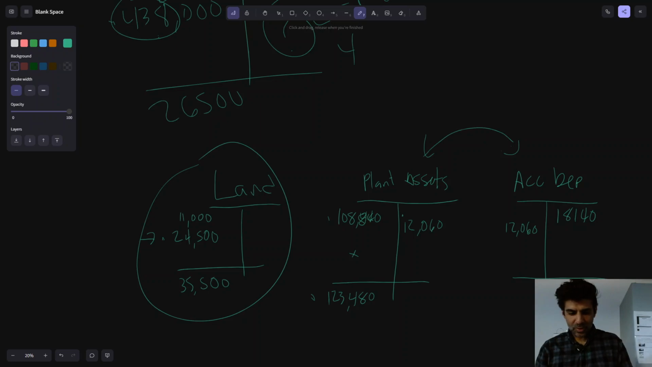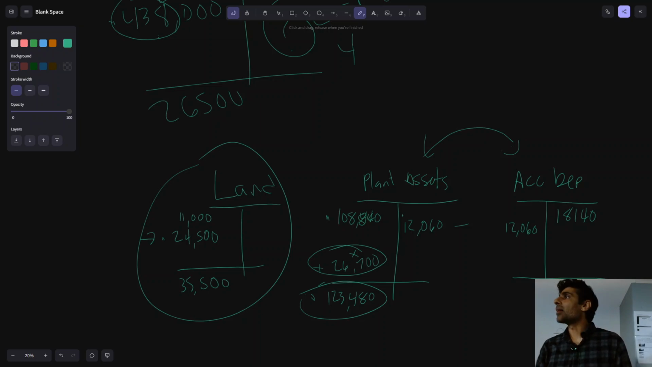So 123,480 plus 12,060 minus 108,840. This gives us 26,700. So now if you do the math, you should be able to do this plus this minus this gives you this. Did everyone get this? It's 26,700? Yeah? Okay. And so basically this is the only thing in the investing section.